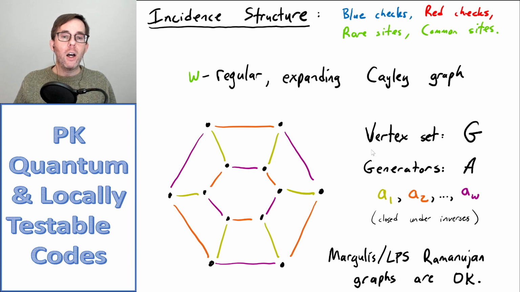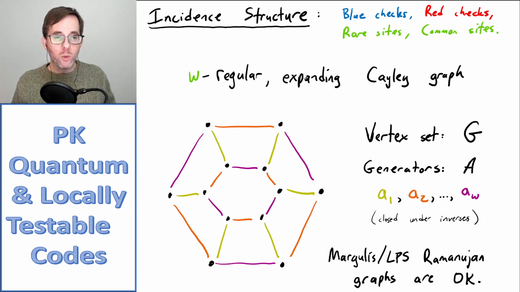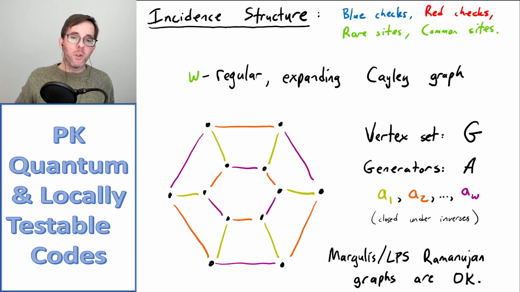And you need actually expander Cayley graphs in order for this to work. You need regular constant degree expanding Cayley graphs. Just your favorite expanding Cayley graphs are fine. So for example, the Margulis / Lubotzky-Phillips-Sarnak Ramanujan graphs are okay. So those are explicit ones that you can use.